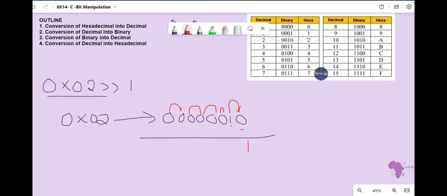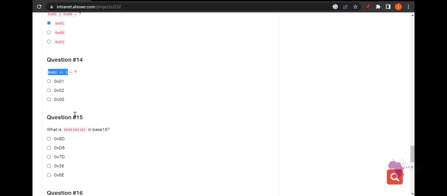So we have 1 at the end, and then the rest which are following this one are zeros, because I will add another new 0 here which replaces the one removed. This one will be 7 zeros. So our answer will be like this, which in hexadecimal value will be equal to 0x01, and that will be our answer.